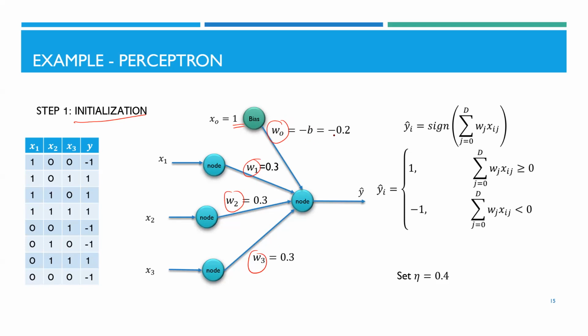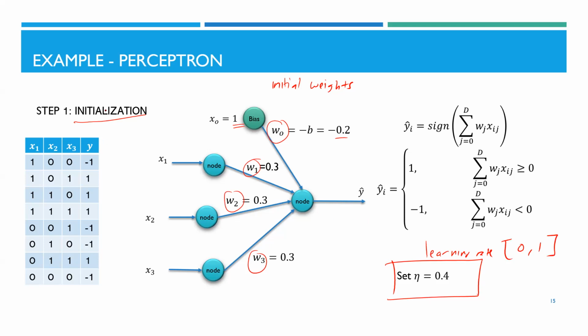If you ask me where I get 0.2, 0.3, 0.3, these are random numbers. You can set any number. So for initialization, we set the initial weights. Then we also have to set the learning rate. The learning rate value is between 0 and 1.